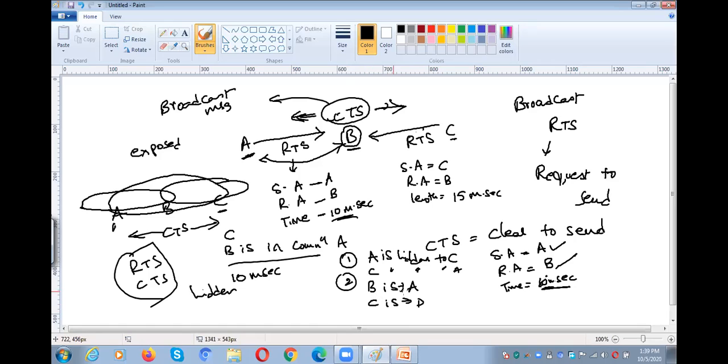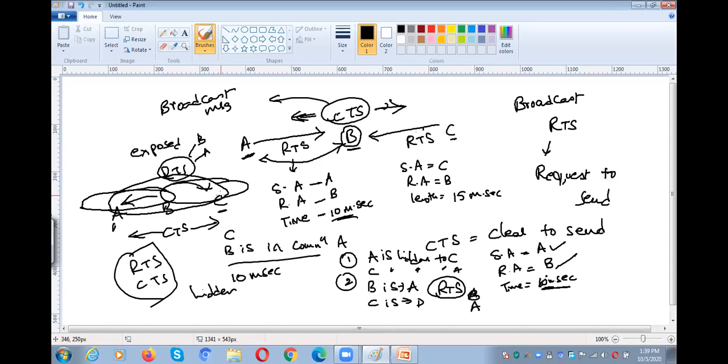Right? So whenever B is willing to send data to A, it will send a request to send. In the request to send, what is the sender address? B. What is the receiver address? A. So whenever B sends the request, it will be known to C. Why? Because in the request to send, the sender address is B and the receiver address is A. That means B is willing to communicate with A.